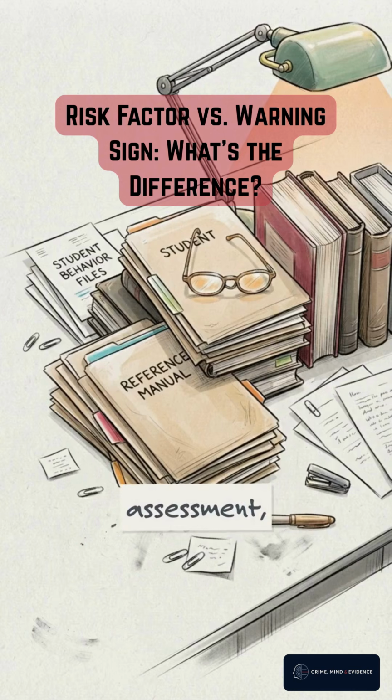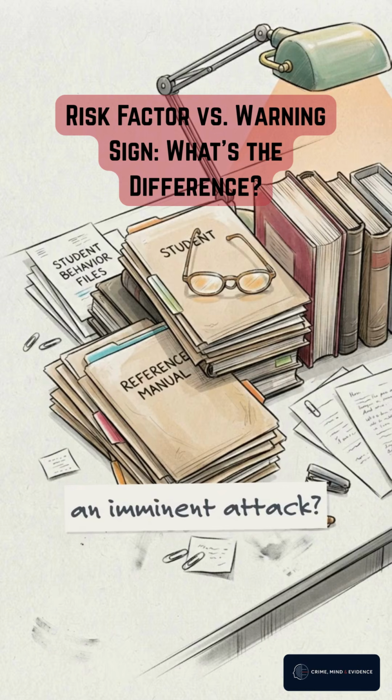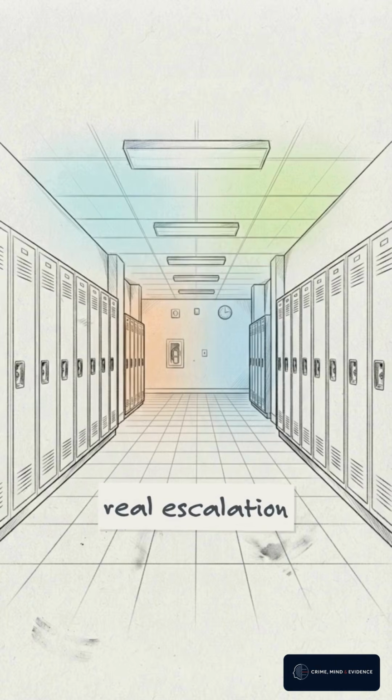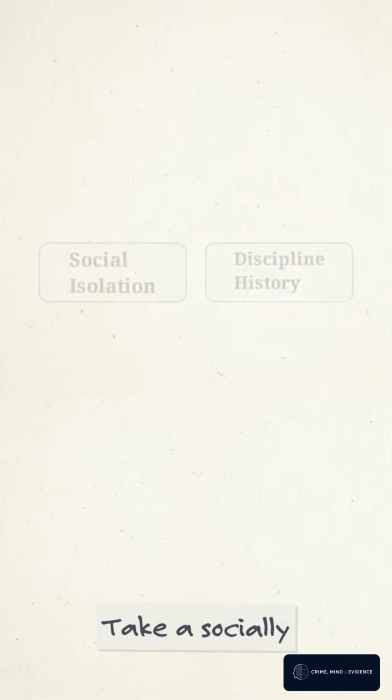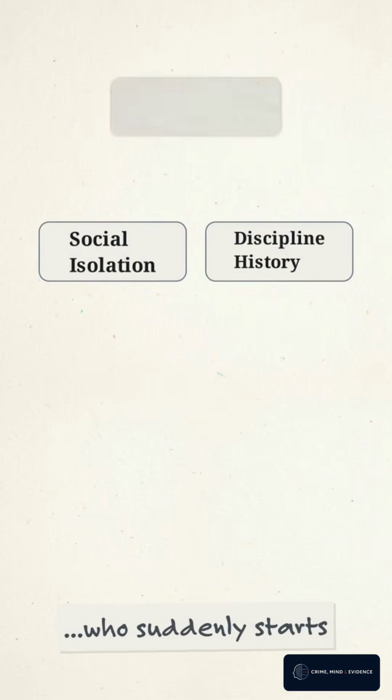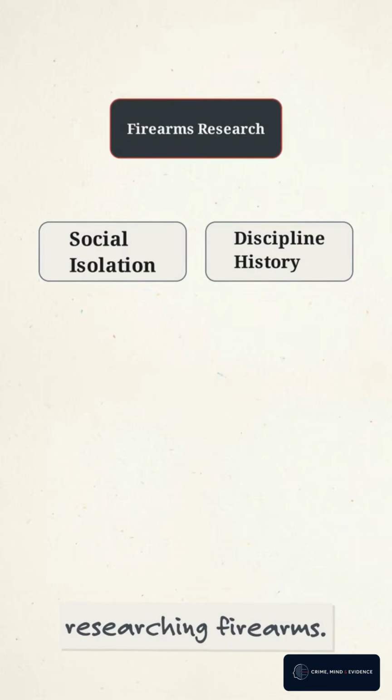In threat assessment, how do professionals separate a long-term vulnerability from an imminent attack? Treating every troubled student as an active threat is impossible, but missing a real escalation costs lives. Take a socially isolated student with a history of discipline problems who suddenly starts obsessively researching firearms.